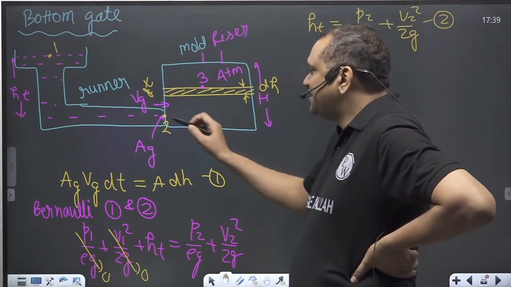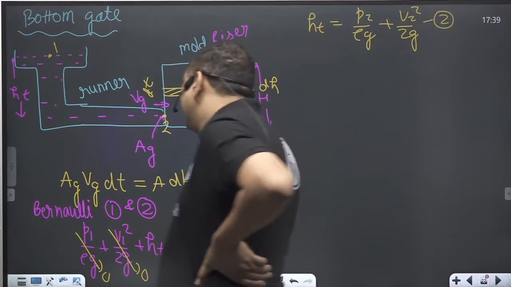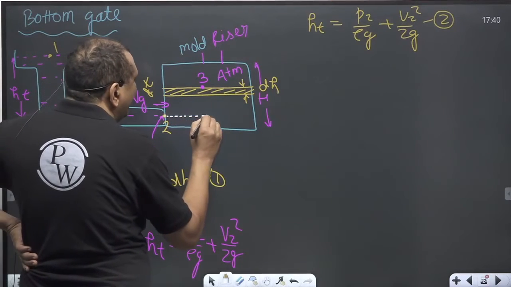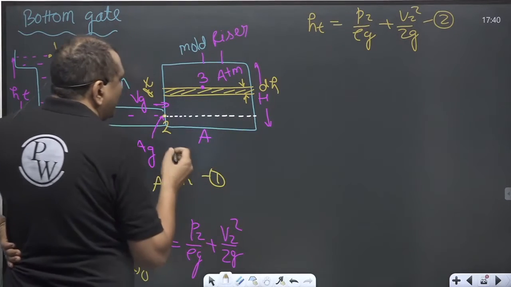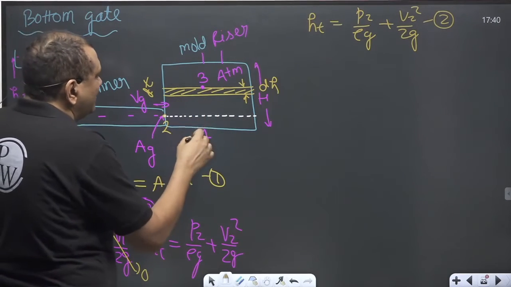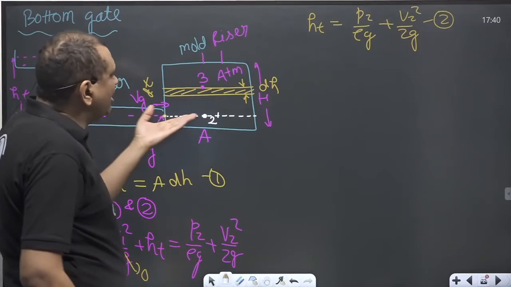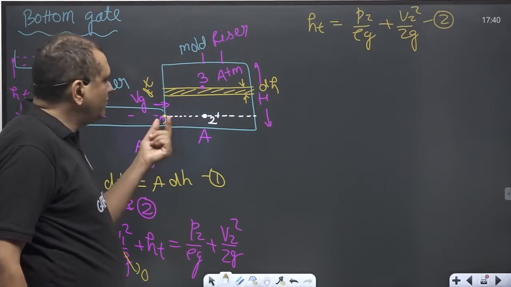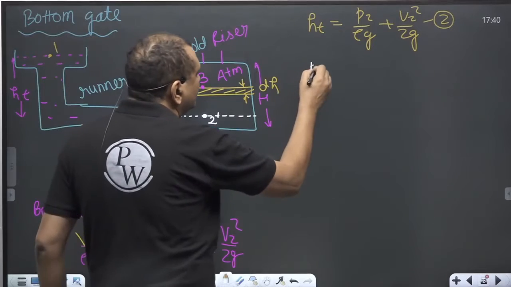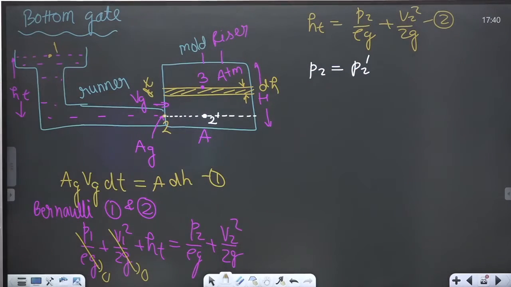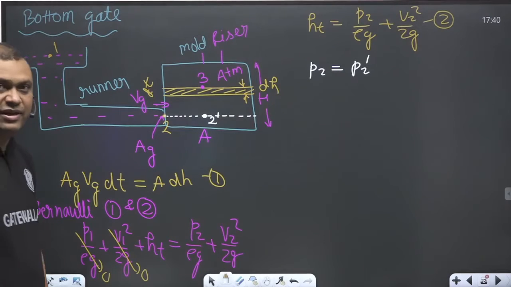P2 is the pressure here. Now, all along this plane, because it's almost the bottom, let us say this point is 2 dash. All along this plane, pressure will be uniform. P2 will be equal to P2 dash because it is on the same level.